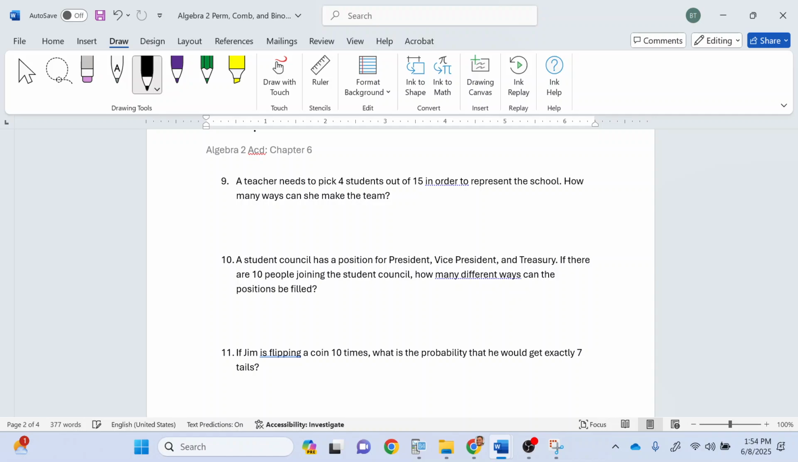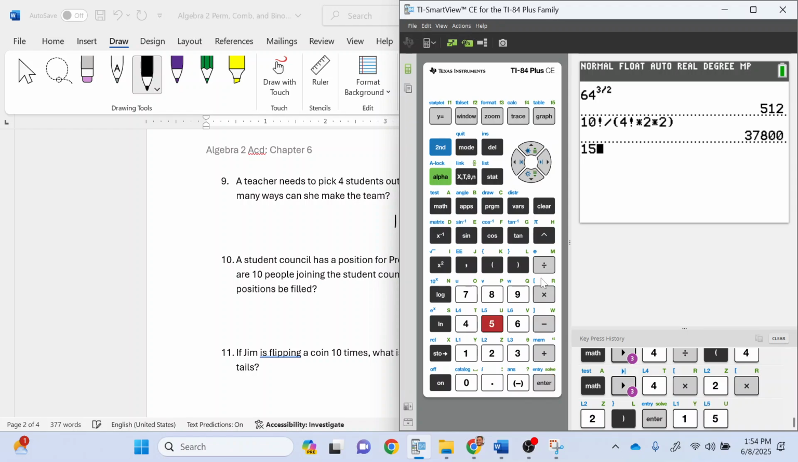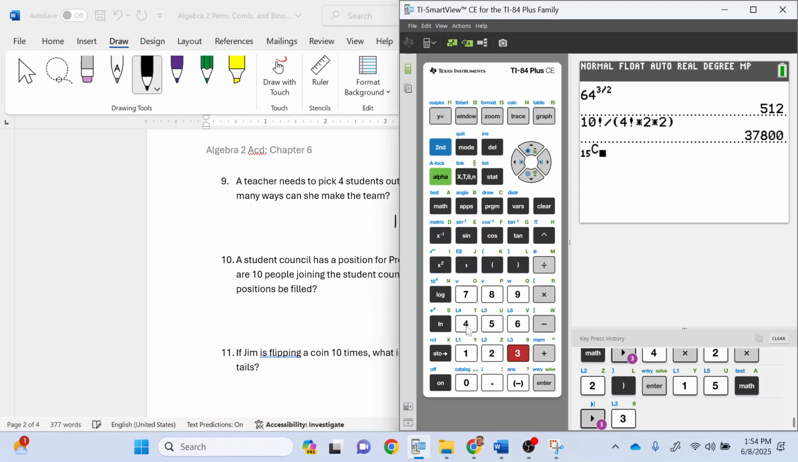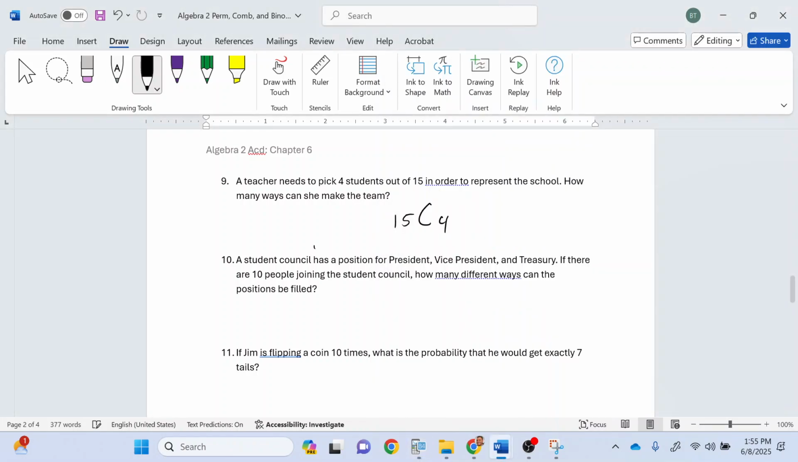A teacher needs to pick 4 students out of 15 to represent the school. How many ways can she make the team? There's no indication I care about order, so it's 15C4. You know how to put it in the calculator. I'll show you once because I'm not going to do this a bunch of times. So it's going to be 15, click math, go over to probability. Hey, nCr, it's literally what you're looking for. And then you type in 4, press enter. Wow, 1365, isn't that easy?